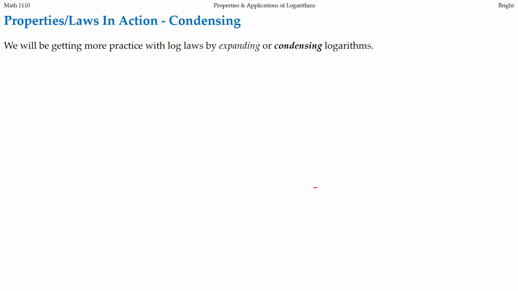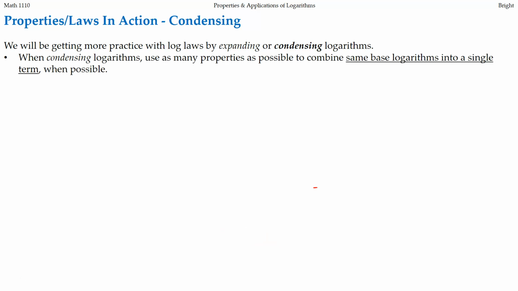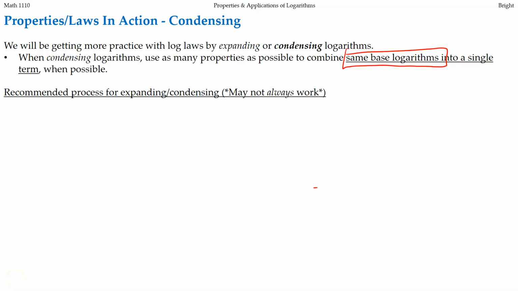So when we do this, again, we are going to try to combine it into a single term, but we must have same base logarithms. Okay, if we don't have same bases, no go. When we condense, we're going to follow the same process as we did when we were expanding. So again, we're going to try to use the power law, but now it's in reverse.